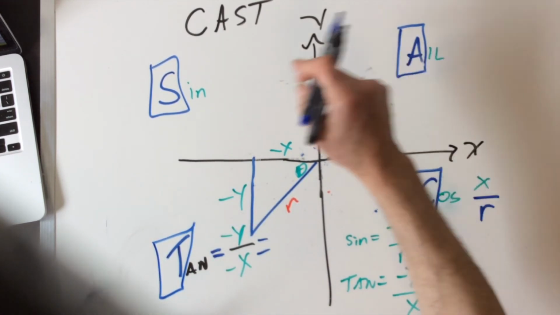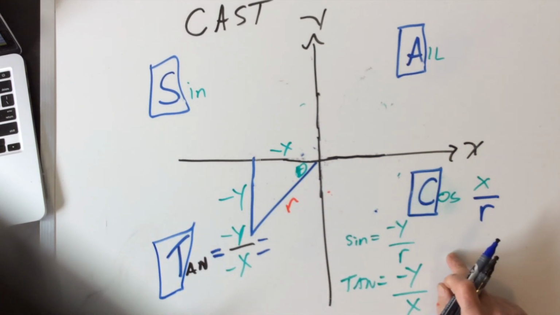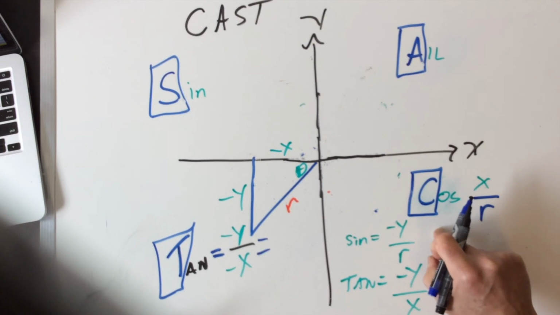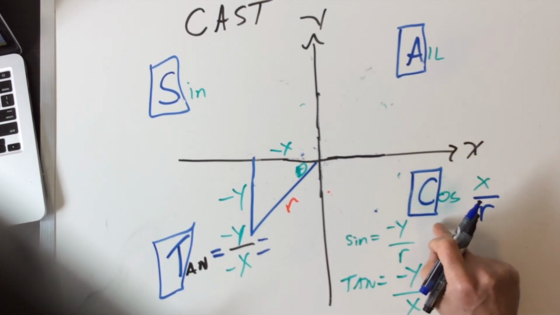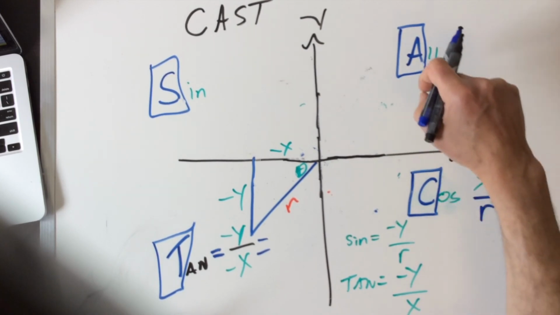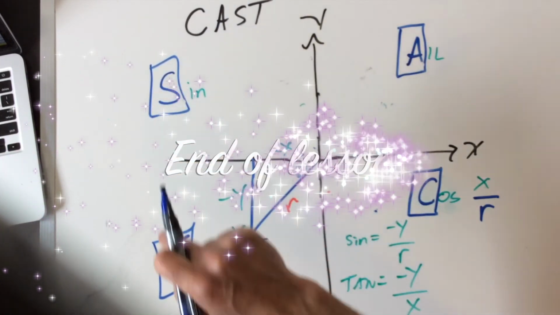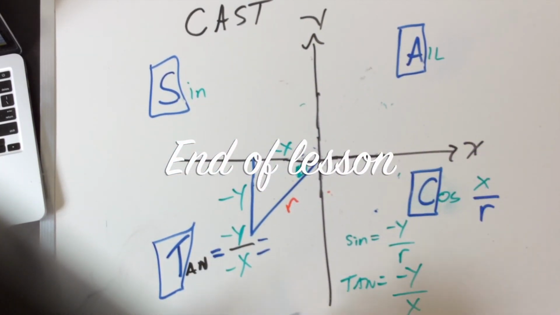So the CAST says which function is positive in each quadrant. We start down in the fourth quadrant, which is interesting, but you have to get used to that. See, all of them are positive, the sine is, and the tangent is. Voila, you're done.